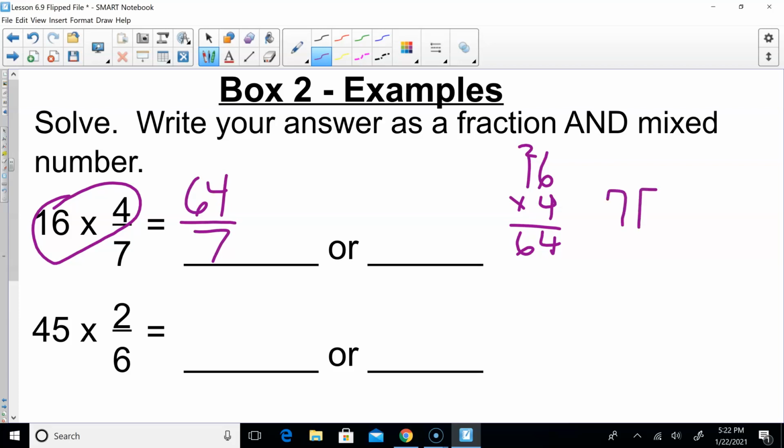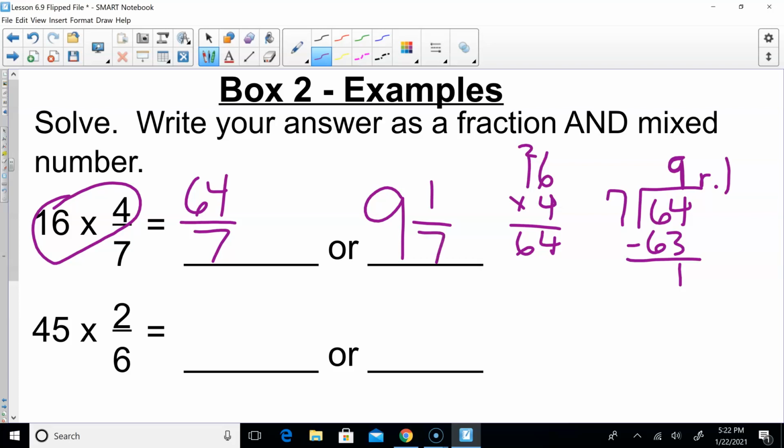Now I figure out how many wholes that is. So I go 64 divided by 7 would be a 9. 7 times 9 is 63. That would give me a remainder of 1. Now the big thing is making sure I put all these numbers in the correct place. So I've got 9 wholes. I've got 1 piece left over, and they're cut in 7. So 9 and 1 seventh. Hopefully yours matches mine, or I match you, however you want to say it.